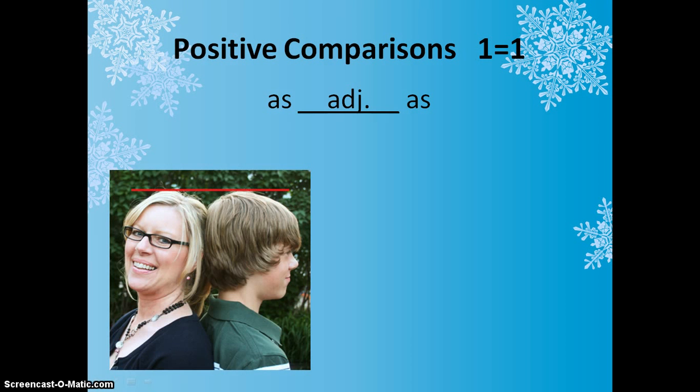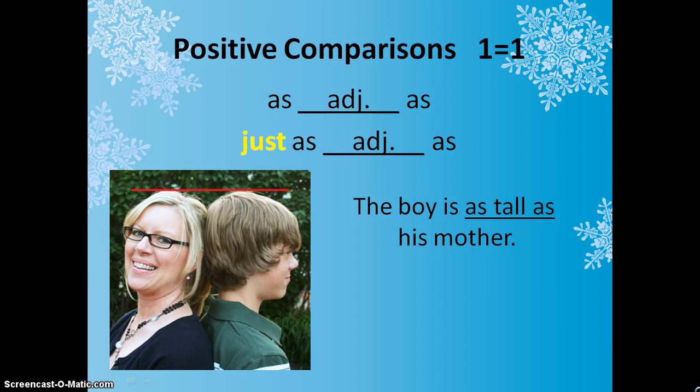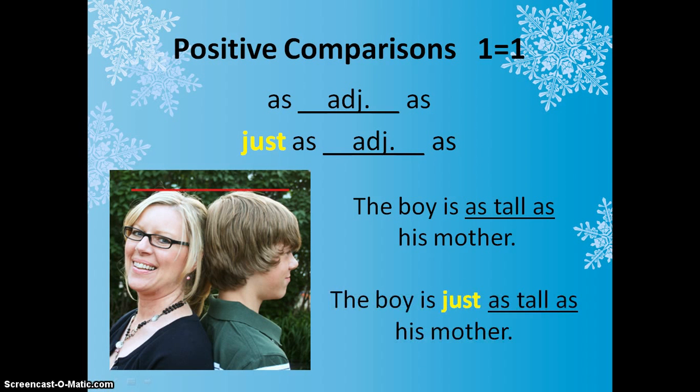Look at this picture. We have a boy and his mom. You can see by the red line that they are the same height. So we could say the boy is as tall as his mother. Or we could add the word just and say that the boy is just as tall as his mother. This means the same thing.